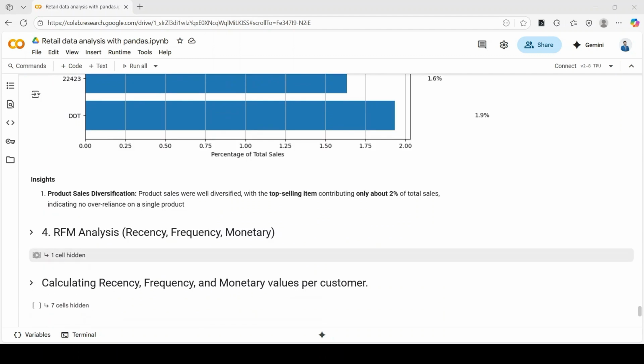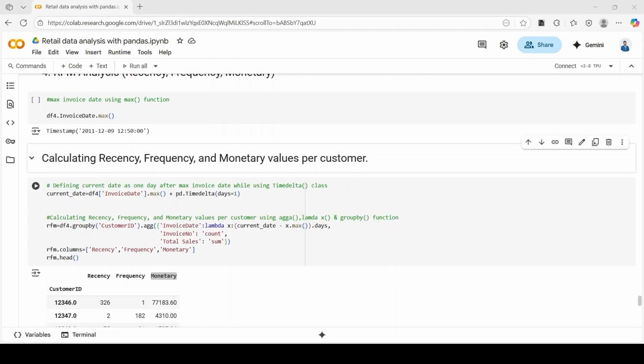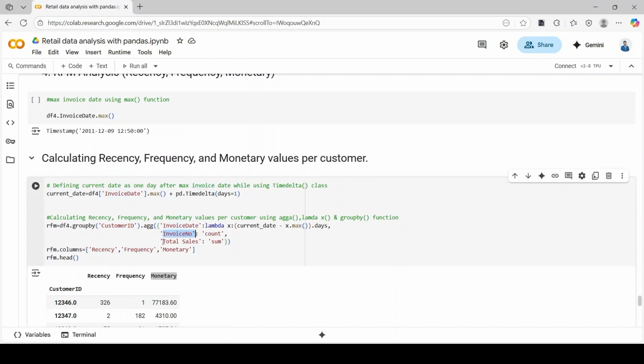Then I started the RFM analysis. For calculating RFM, I defined the current date by adding 1 day to the max invoice date. Then to create the RFM dataset, I grouped by the customer ID, aggregating the invoice date to create the recency column, aggregating invoice number to create the frequency column, and aggregating the total sales to create the monetary column. All of them grouped by the customer ID.